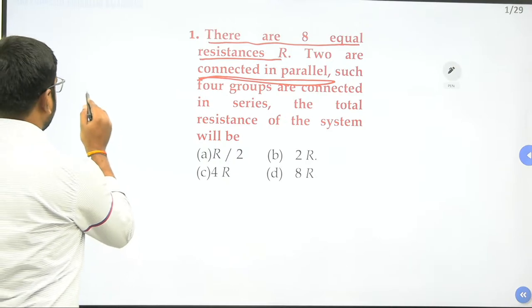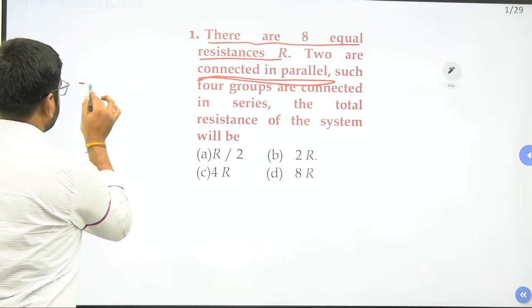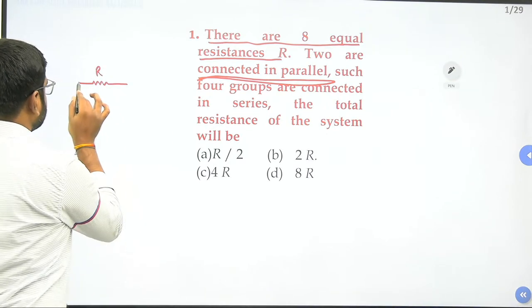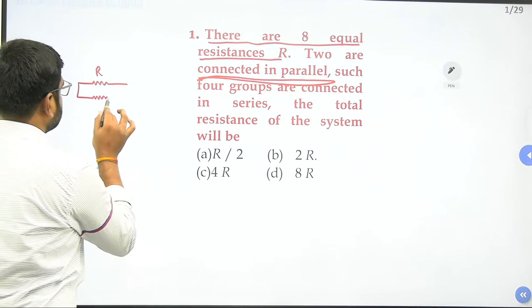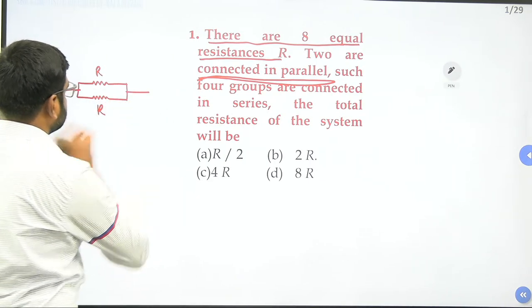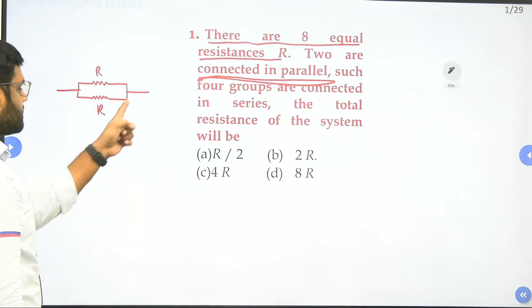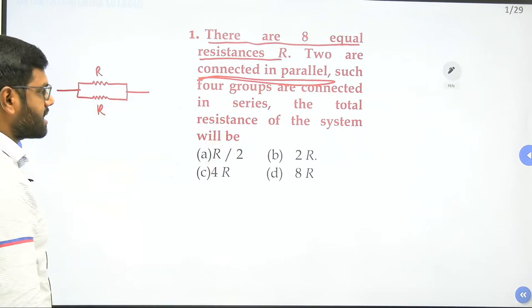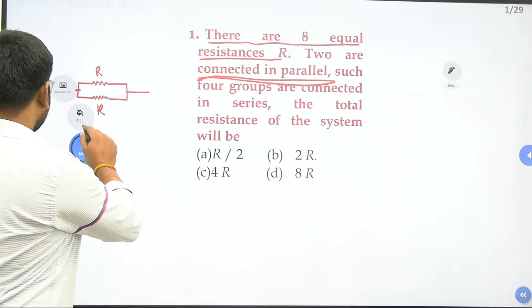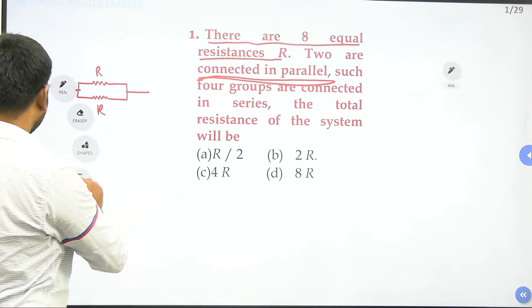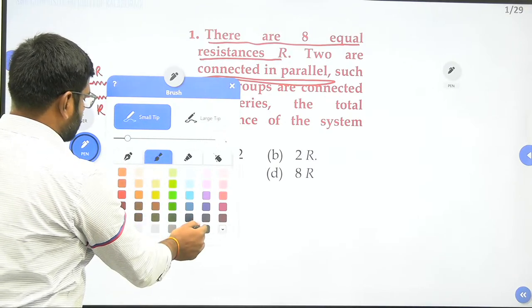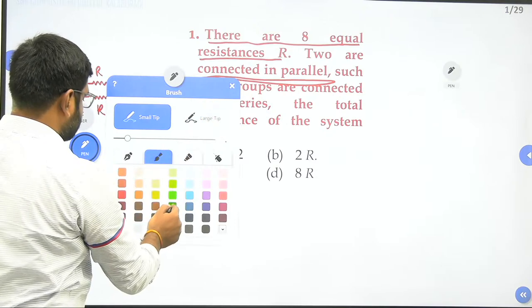The question is, we are having 8 resistors, all having a resistance R. And two resistors are connected in parallel. Like this, there are 4 combinations which are connected in series, is the question. So here they are asking the effective resistance.